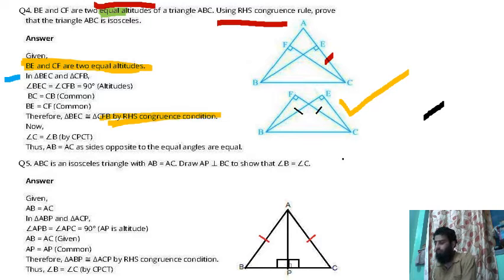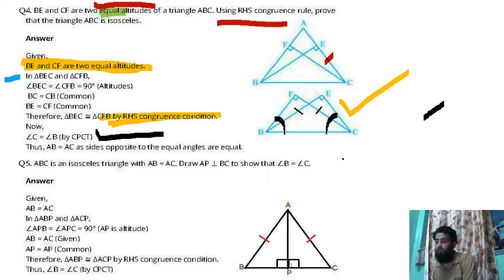Now we know that if two triangles are congruent, then all other remaining parts will also be equal to each other, CPCT. If these two triangles are congruent, then this angle, angle B, and this angle, angle C, will also be equal to each other, CPCT. So I wrote down angle C equals angle B, and the reason I mentioned is CPCT. And we know that the sides opposite to equal angles are also equal.